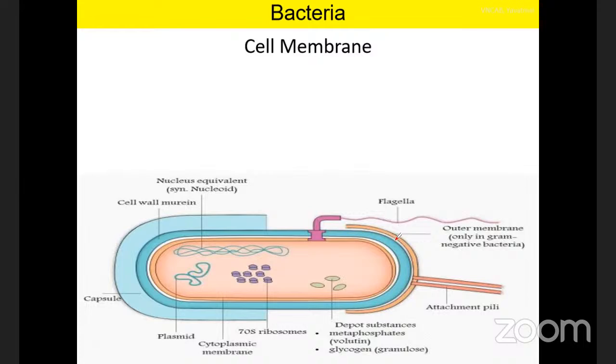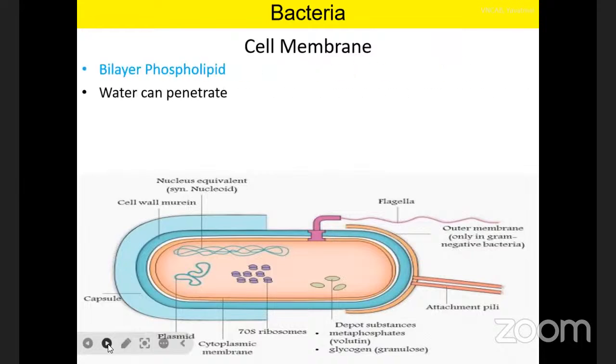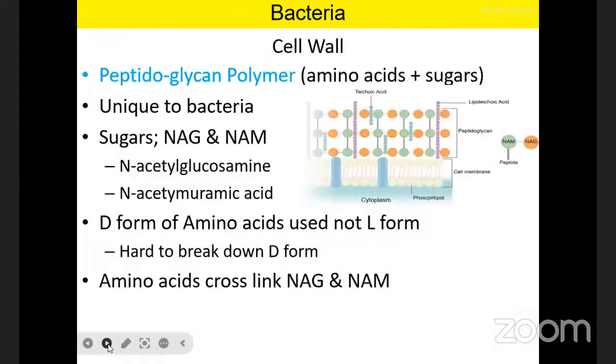Cell membrane. Here you can see more phospholipids are present in the gram-negative, and more peptidoglycan is present in the gram-positive. That is all we discussed, the difference between gram-positive and gram-negative bacteria. You see, the peptidoglycan polymer layer is present. That is made up of NAG and NAM, N-acetyl glucosamine and N-acetyl muramic acid. These two are present.